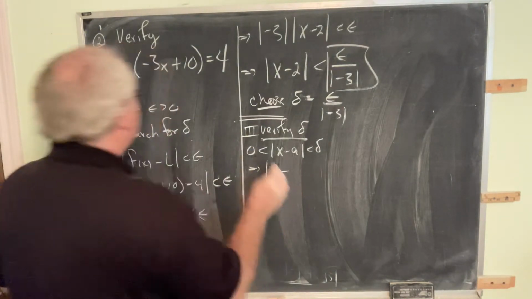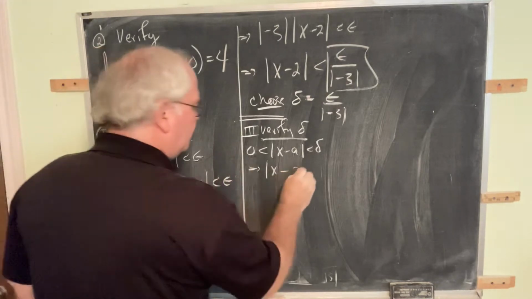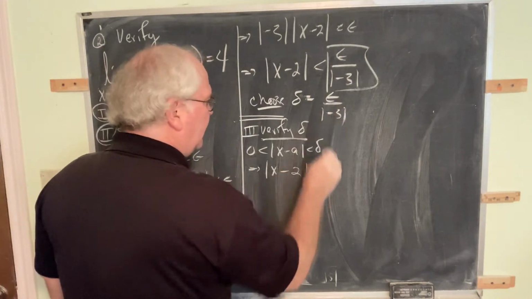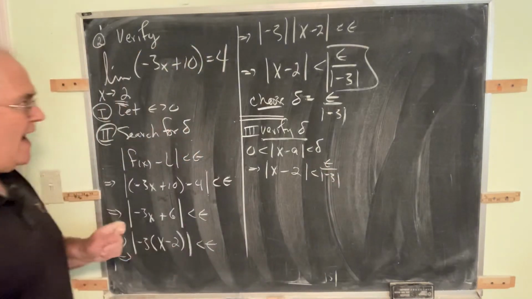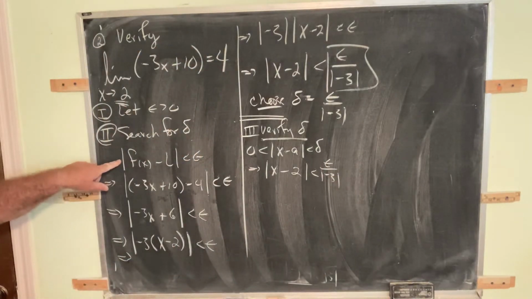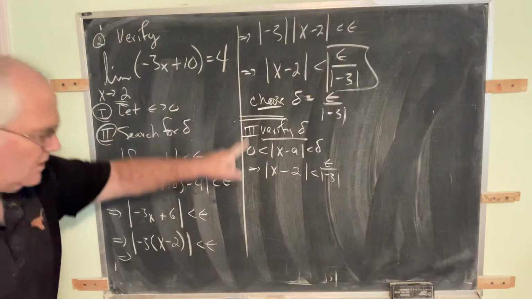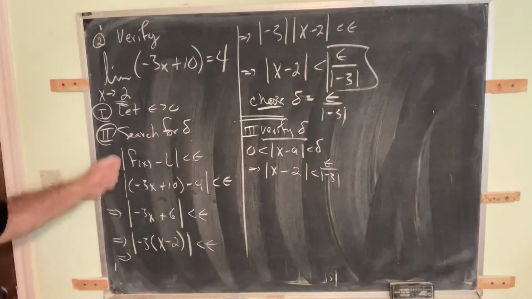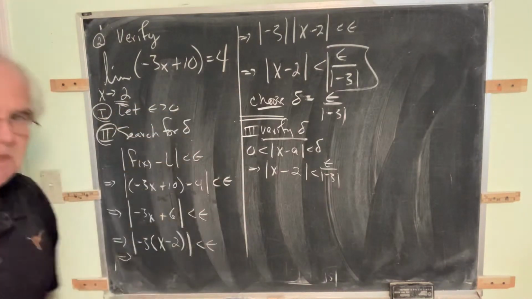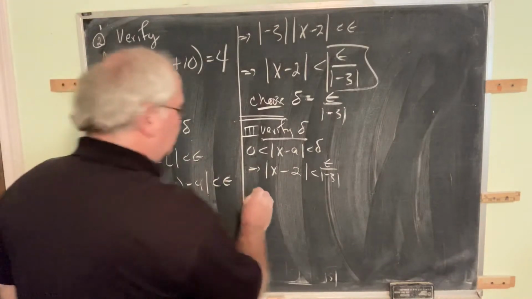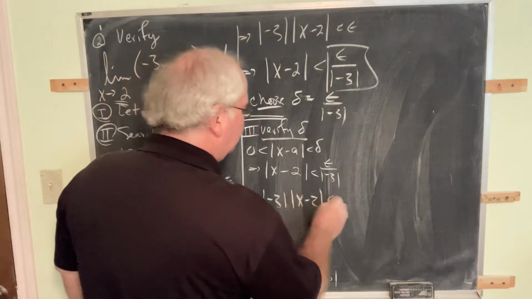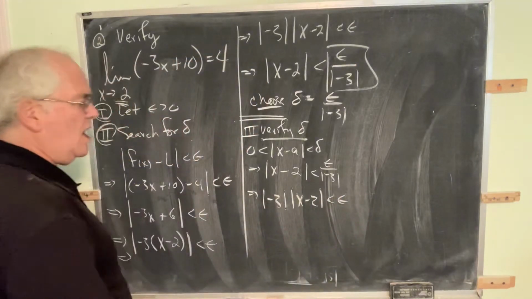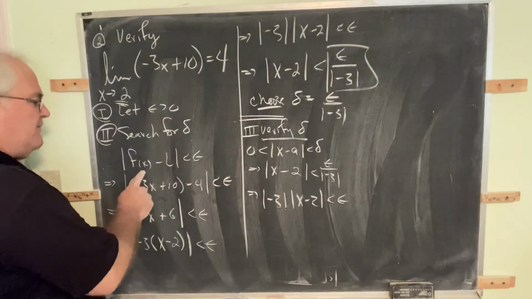Absolute x minus a, which is my number 2, is less than epsilon over absolute negative 3. Now our task is to create what we started from. You work backwards to find it and work forwards to verify it. Backwards to find it, forwards to verify it. And so this is absolute negative 3 times absolute x minus 2 is less than epsilon. We're well on our way. We need to create f of x minus L.